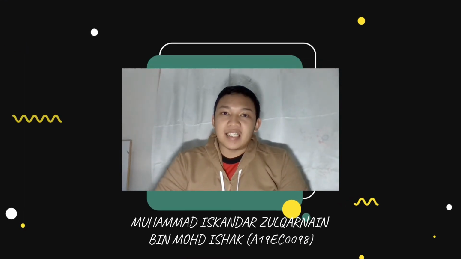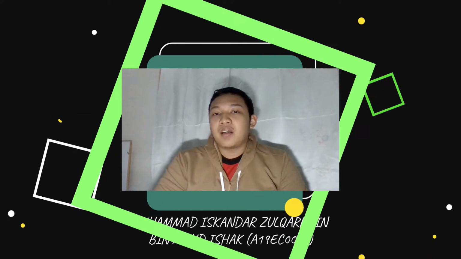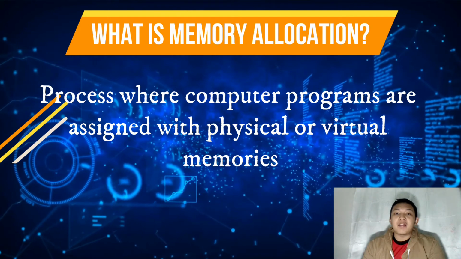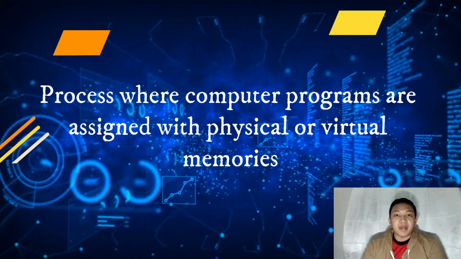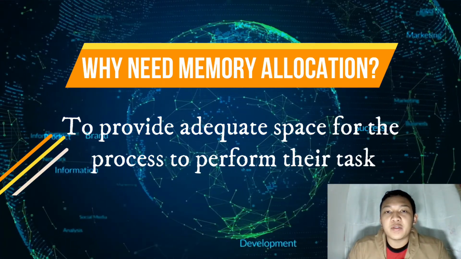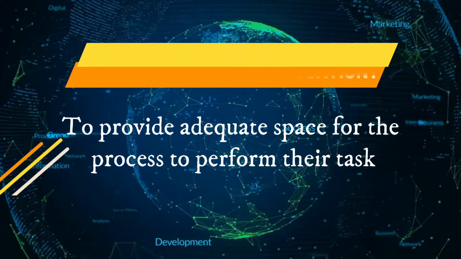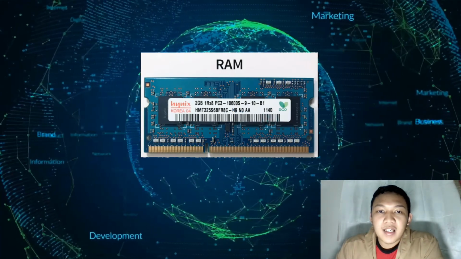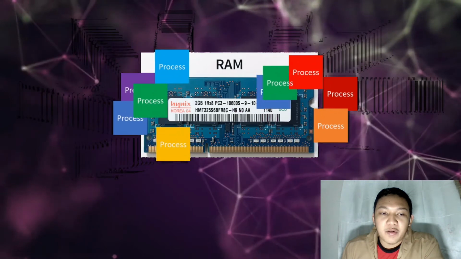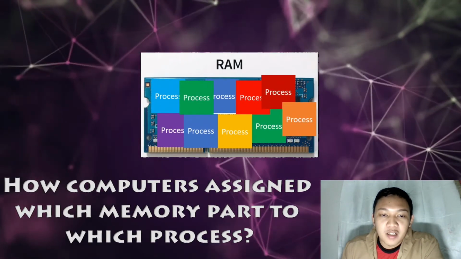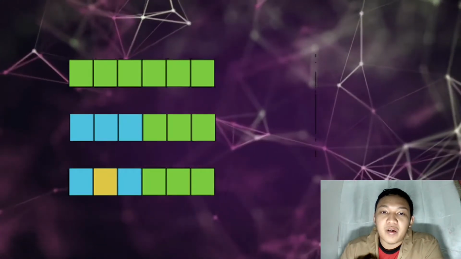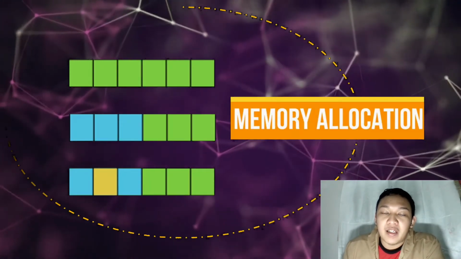Okay, so first things first, let's see what memory allocation is. Memory allocation is a process where computer programs are assigned virtual or physical memory. It provides a space for the process to complete its task. For example, here we have a RAM and we have processes over here. How is the computer going to assign which memory parts to which process? We have so many processes, so the computer will undergo this memory allocation process.